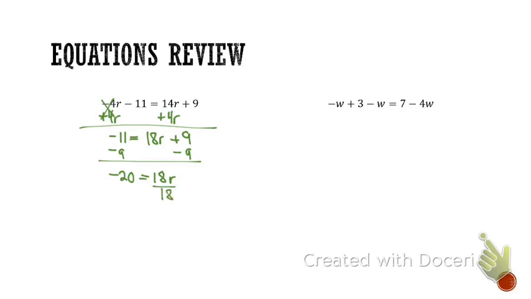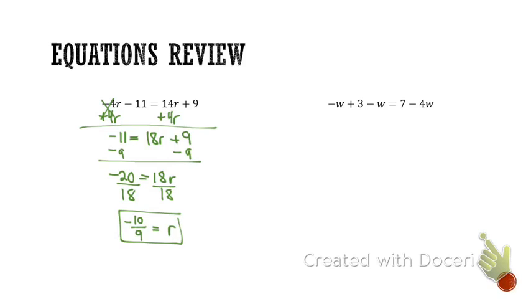Divide both sides by 18, and this is the first time we see that our answer is not going to be a whole number. All right, that's okay. What I want you to do is just reduce the fraction. Negative 10 over 9, because I can reduce by 2, equals r. Okay, and you can leave it a fraction, that's perfectly fine.